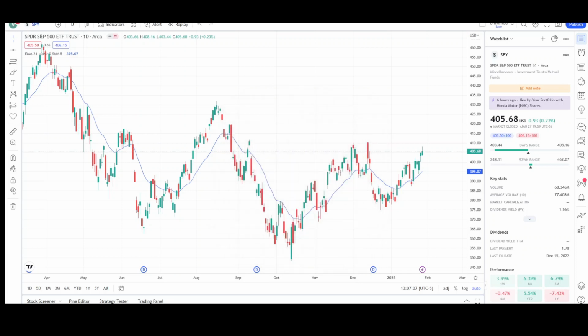I will first go over what I see in the daily chart and finish the video off with the weekly chart. So I want to mention two things before I start out with the analysis.